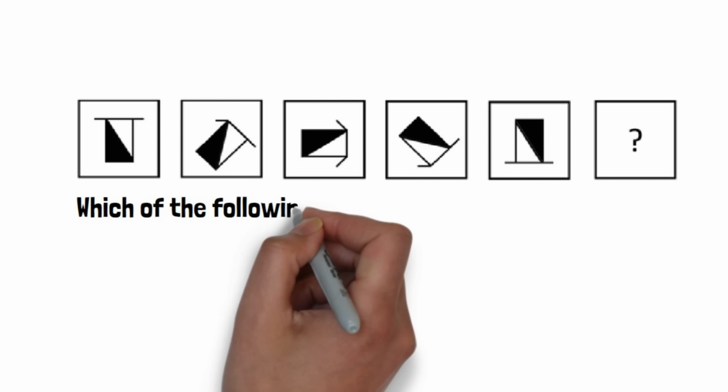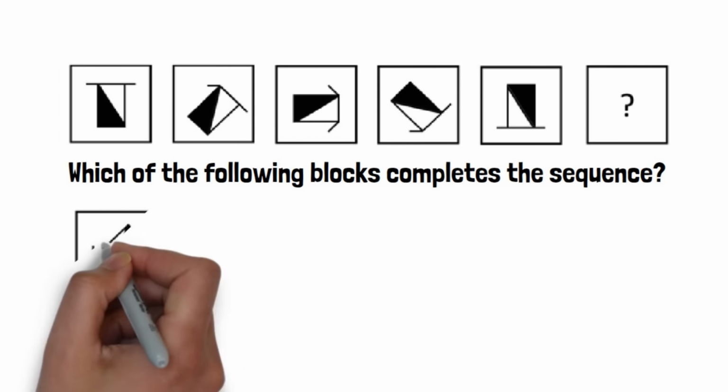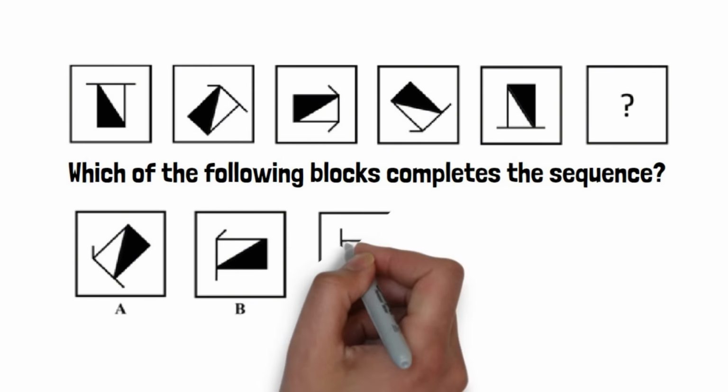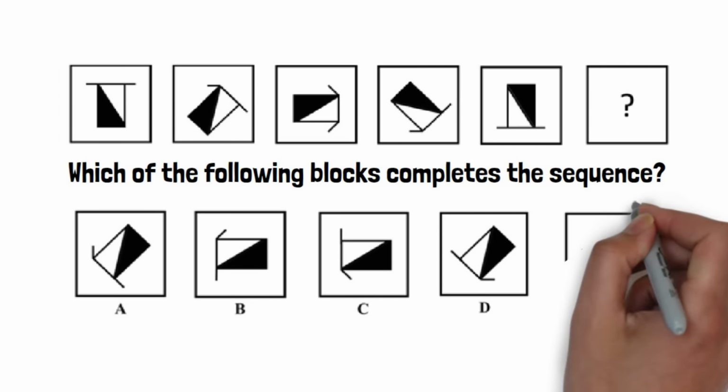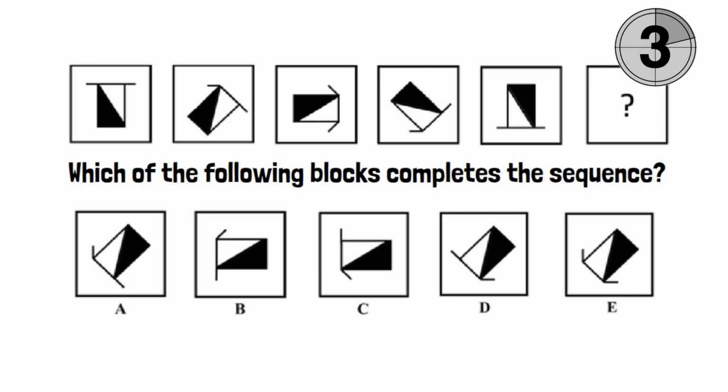Which of the following blocks completes the sequence? Option A, Option B, Option C, Option D, Option E. Correct answer, D. Explanation. There are 2 rules to follow. The first one is that the complete shape rotates 45 degrees clockwise with each step. The second rule it follows is that the lines jutting out from the top of the shape bend downwards starting from the top left corner. Lines from both sides bend, and then get straight in the same sequence. The same sequence is repeated subsequently.